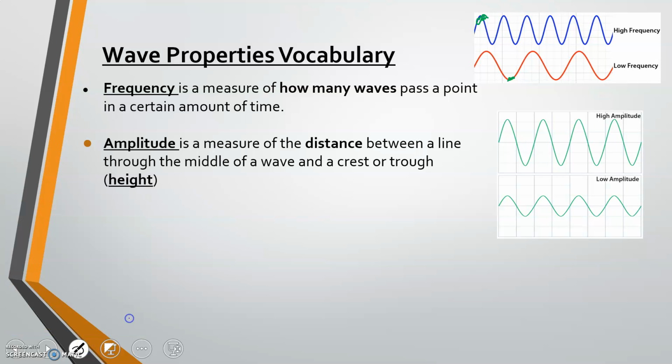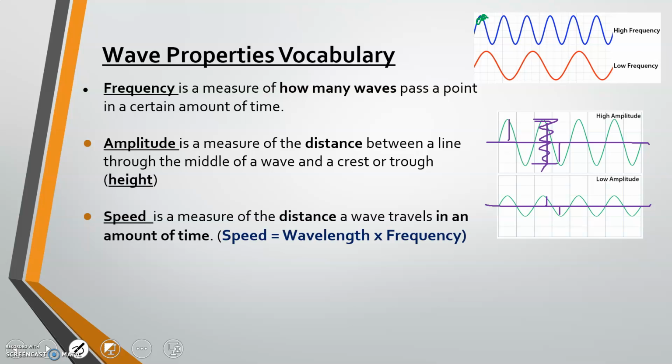So if we look at our waves over here, it's the distance between the line through the middle of the wave. Well, the middle of the wave would be this line here and this line here. So our amplitude would actually be the measure from the crest to the middle of the wave, or the middle of the wave to the trough. And same for the diagram down here. So you would not measure the entire crest to trough. That is not amplitude. You are only measuring from crest to rest or trough to rest.